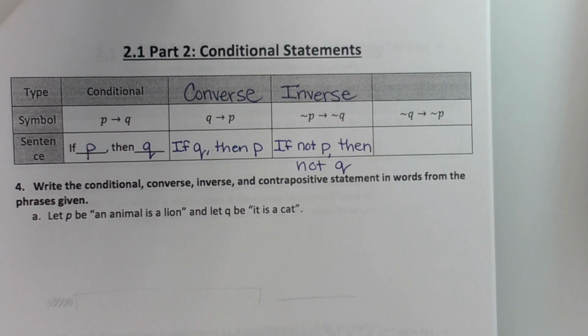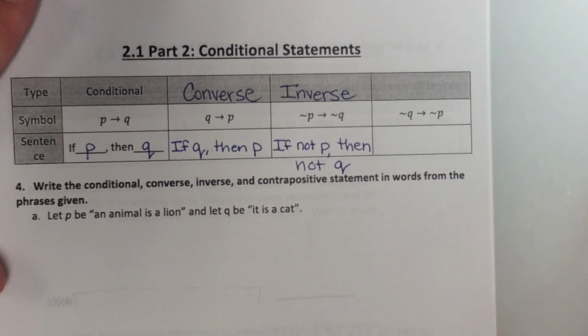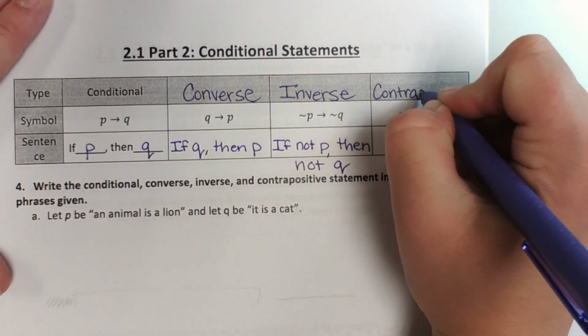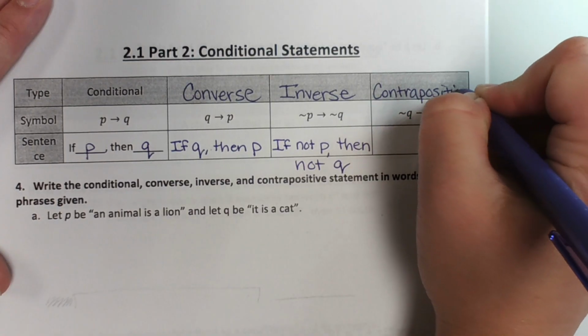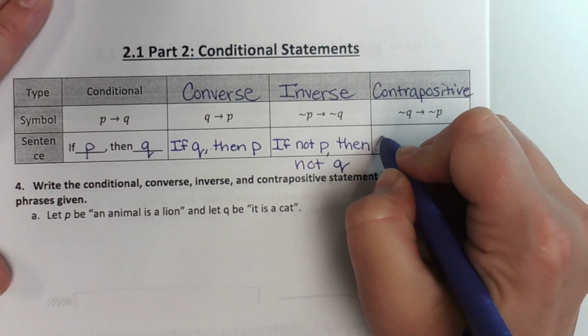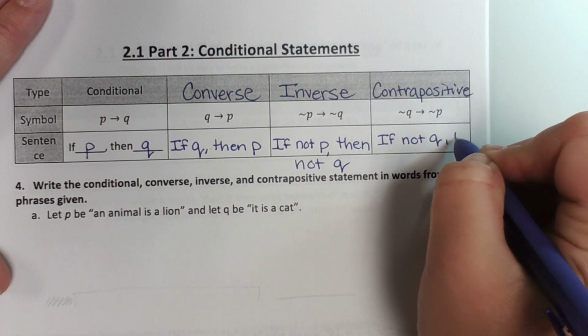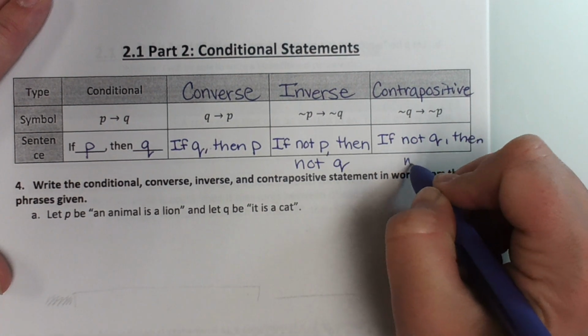So the converse is the reverse, the inverse adds nots, and then the last one does both. It's the most complicated of them, and it also has the most complicated name. It's called the contrapositive, and it says, if not Q, then not P.